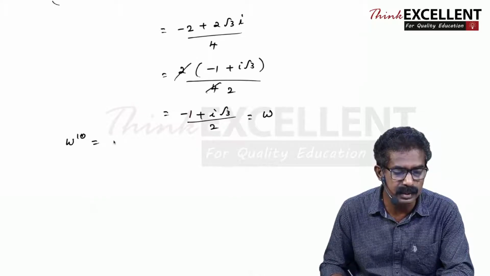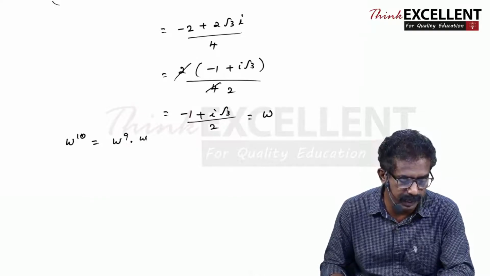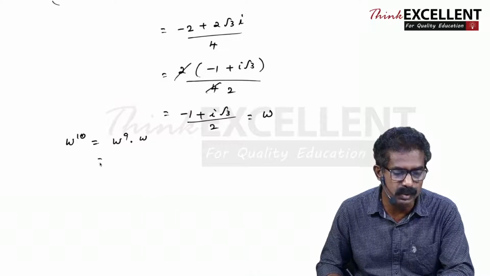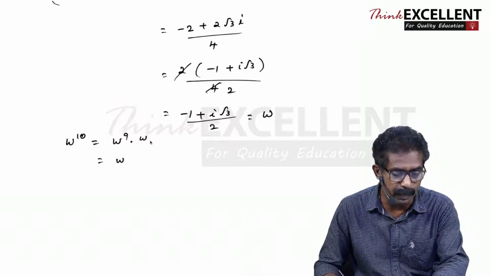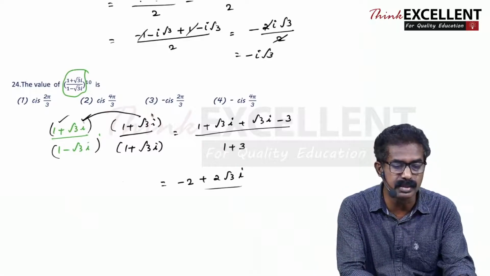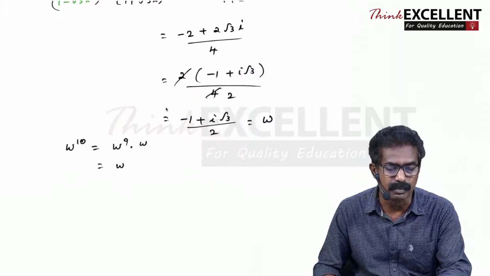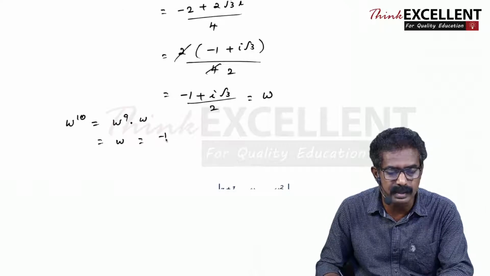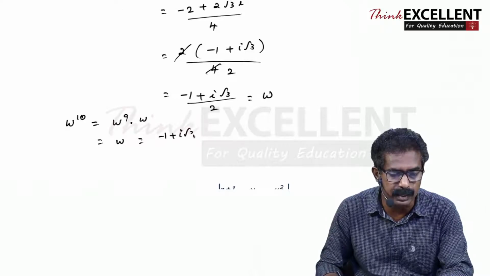Omega raised to 10 means it is omega raised to 9 into omega. Omega raised to 9 is 1. So you are getting what? Omega. You are getting omega. But they changed that in terms of what? Polar form. So omega means, you know, it is minus 1 plus i root 3 by 2.